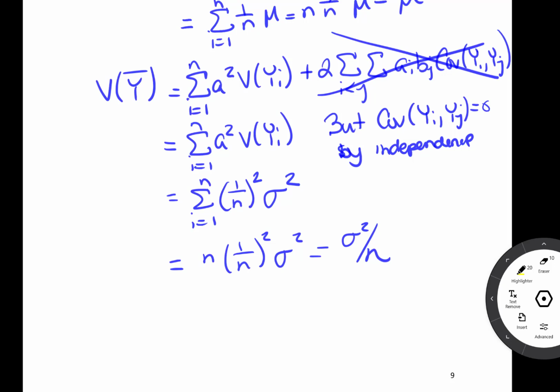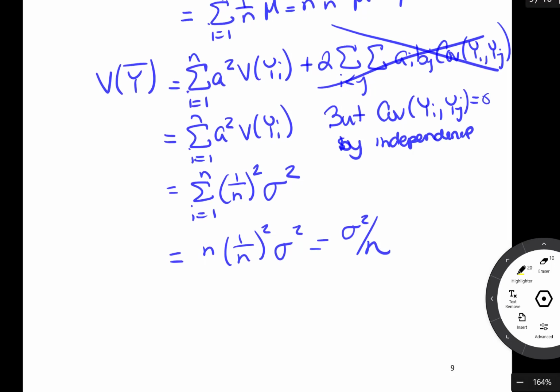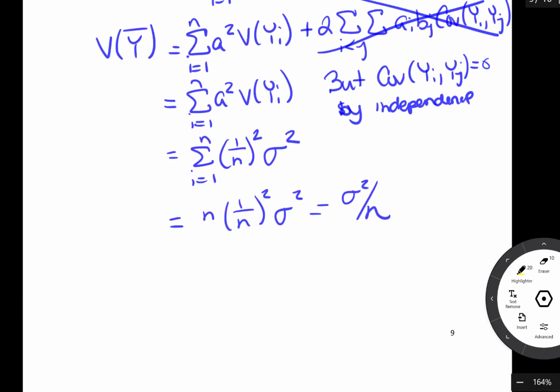So again, this is a very important result, and I'm going to reference this result later on in the course. So that ends this note set.